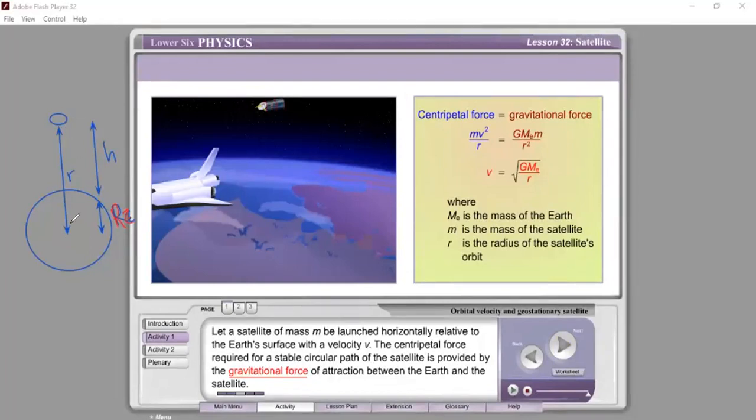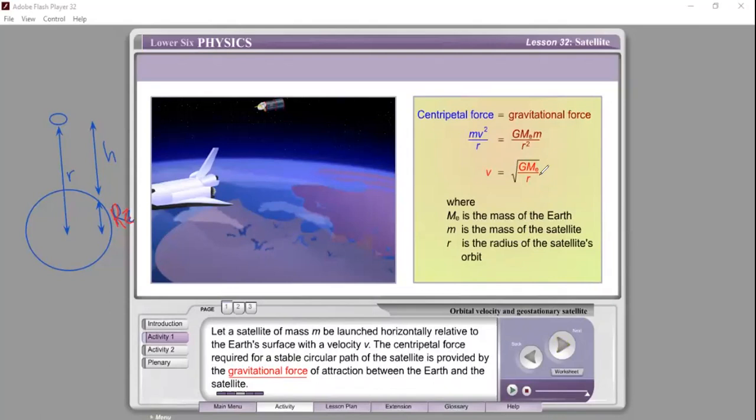So from here, the gravitational force that acts on the satellite will equal the centripetal force that acts on the satellite. So from here, we get that the speed or the velocity of the satellite is equal to the square root of G Me over r. It depends on the mass of the Earth. It depends on the distance from the satellite to the center of the Earth.